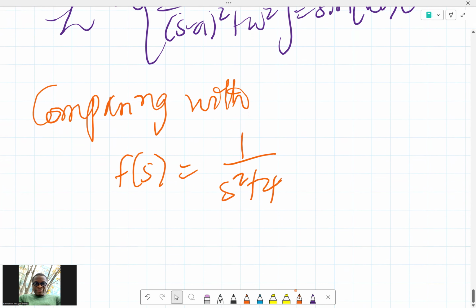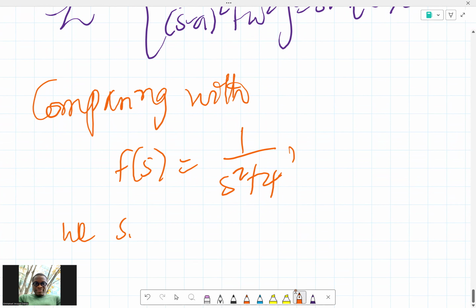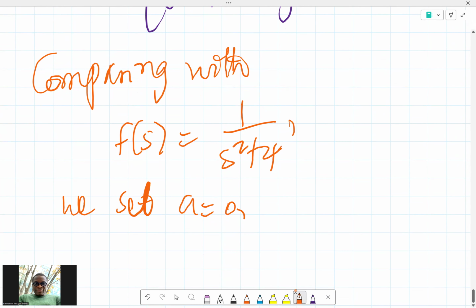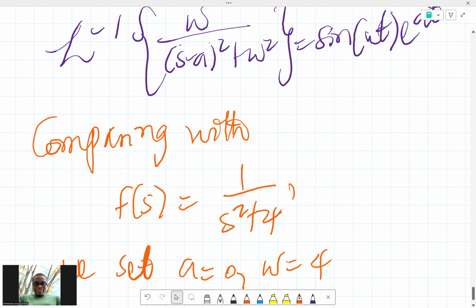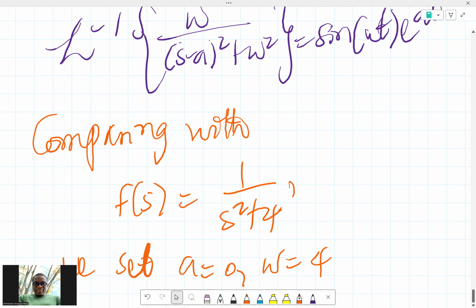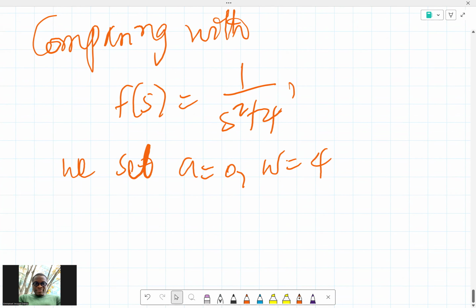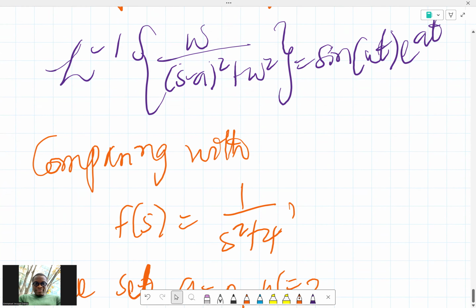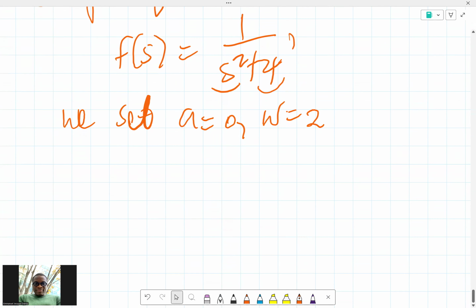Okay, we set a to be equal to 0 and omega is 2, because in this case we just have s squared. If we had like s minus 1 squared, that would have worked, so a would have been 1, right? But here a is 0, because here we have s minus a squared with s squared. Then we have omega squared as 4. That means omega is 2, basically.